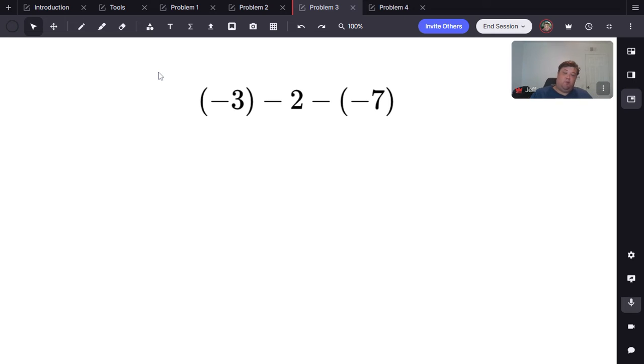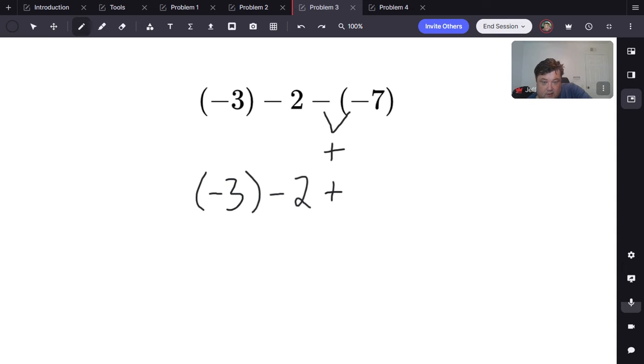So now problem number 3. It looks like this negative is good. There's no other negative near it. This negative is also good. There's no negative near it. But here we go, here we've got a problem. We've got two negatives next to each other. So we're going to turn that into a positive. And now we're just going to rewrite the problem. Don't even do any math yet. Just -3 minus 2, and now plus 7.